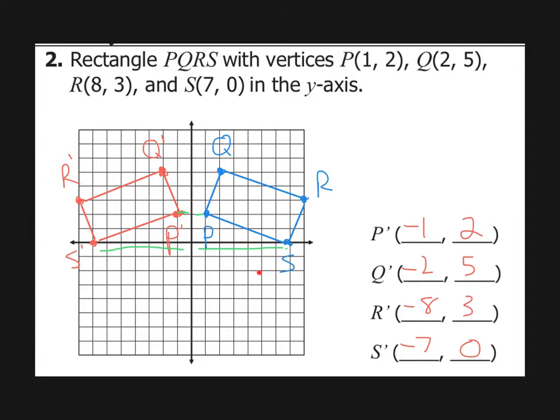Your y values, however, didn't change because it's just horizontal changes when you go across the y-axis. When you go across the x-axis, you're going to have vertical changes. Okay, let's move on.